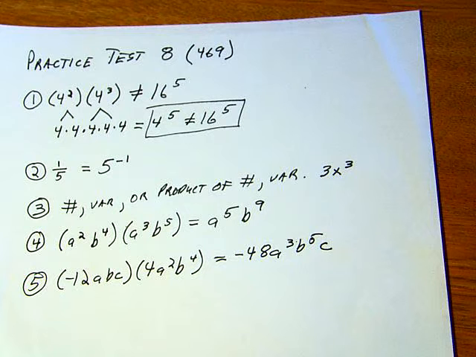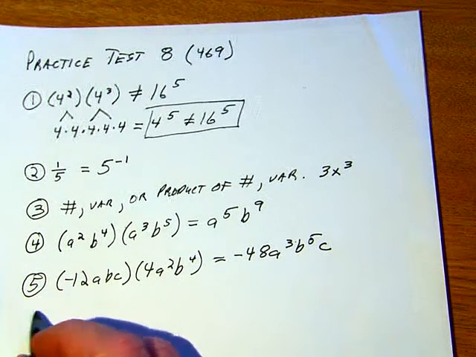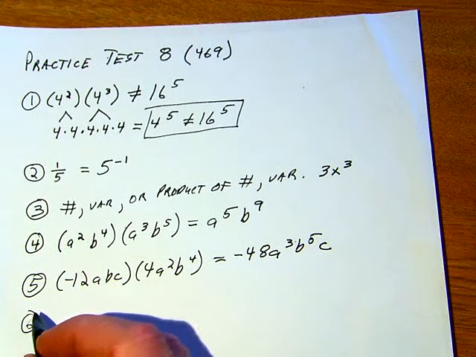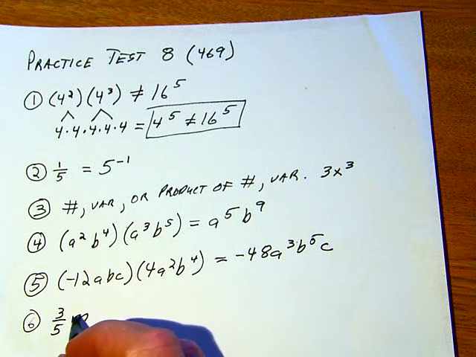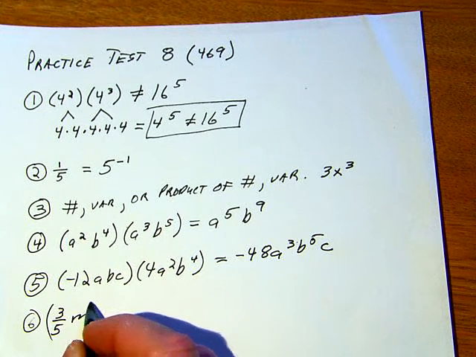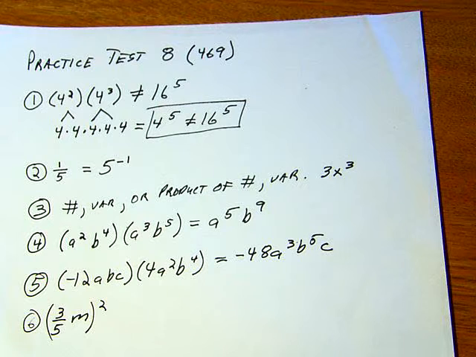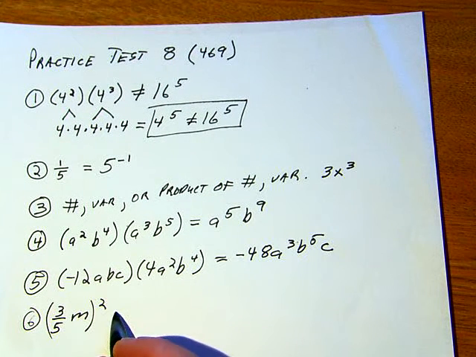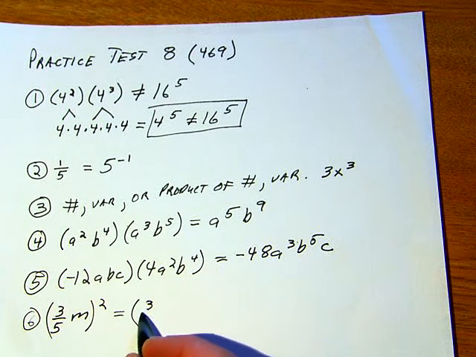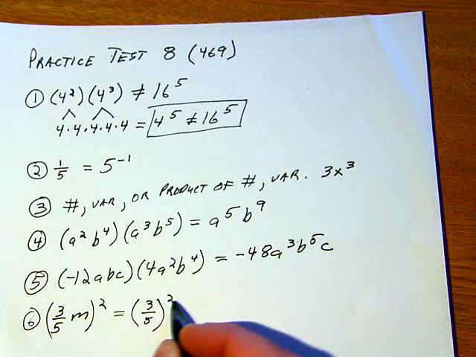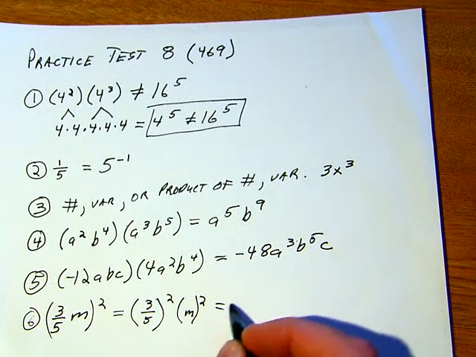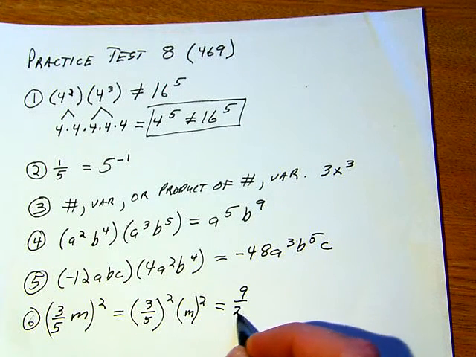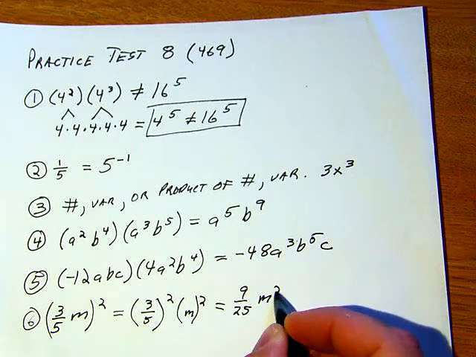One more page. Here we go. Problem number 6 is 3 over 5m, that whole thing squared. Okay, well this one, I'm just going to write it out a little bit so you can see it. 3/5 squared times m squared, and that gives us 9 over 25 m squared.